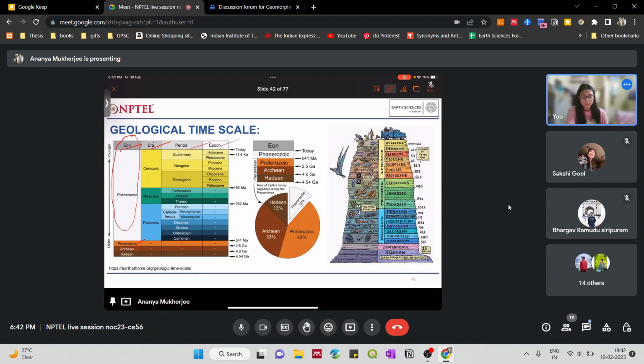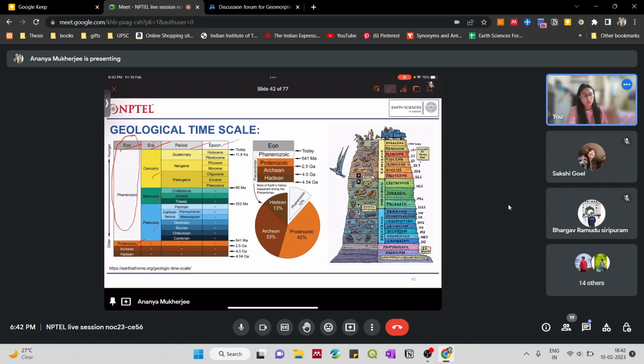Then you have the Paleozoic era, Mesozoic era, Cenozoic era. These are important for us to know because when we will be learning about how the continents were at one time and when the breakups happened, you relate it to the geological time scale for understanding how long ago these things happened and how long it has taken from that stage to the present stage.